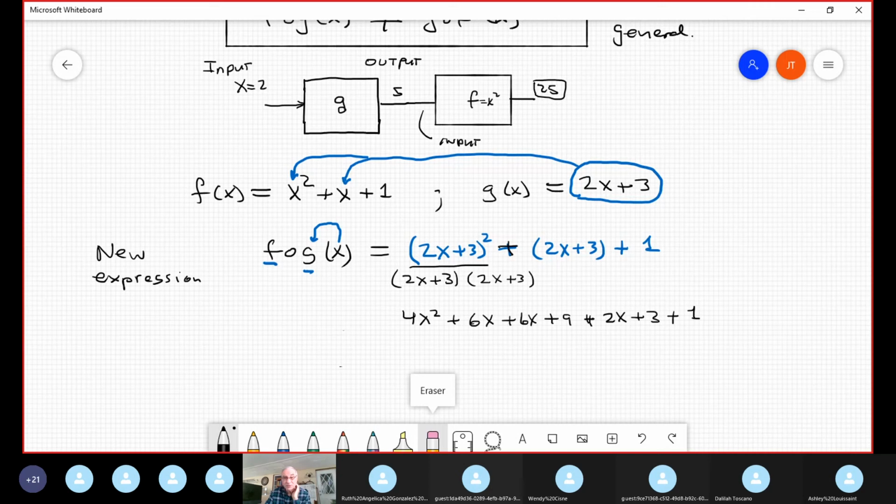Now combine like terms and end the story. 4x squared, we have 6 and 6 is 12, 12 plus 2 is 14x. And 9 plus 3 is 12, plus 1 is 13. Final answer. Do you understand this or no?